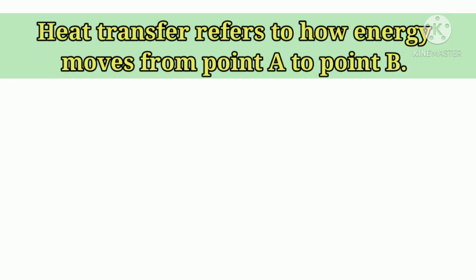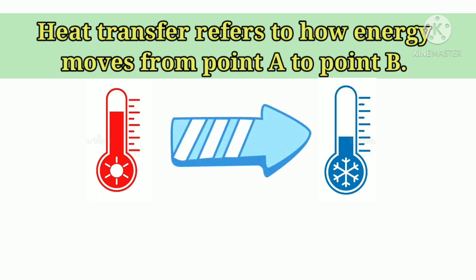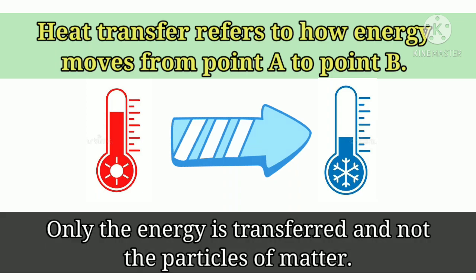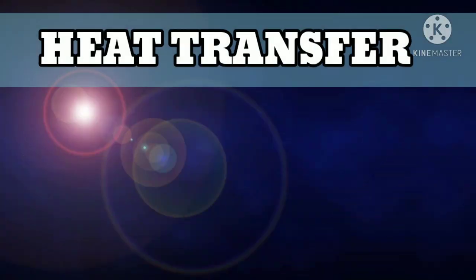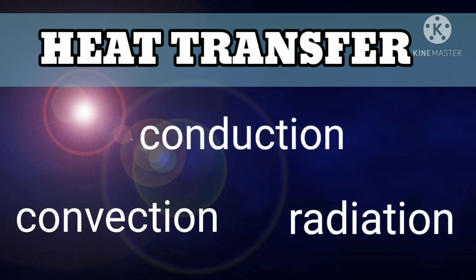Heat transfer refers to how energy moves from point A to point B. Heat naturally transfers from high temperature object to low temperature object. Remember, only the energy is being transferred and not the particles of the matter. Heat transfer occurs in three ways, which includes conduction, convection, and radiation.